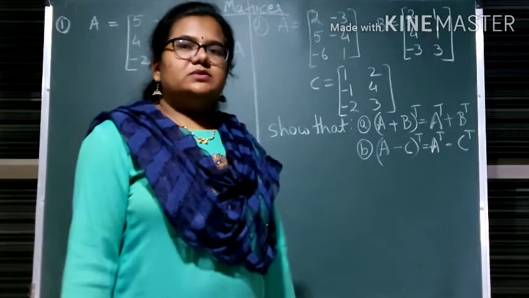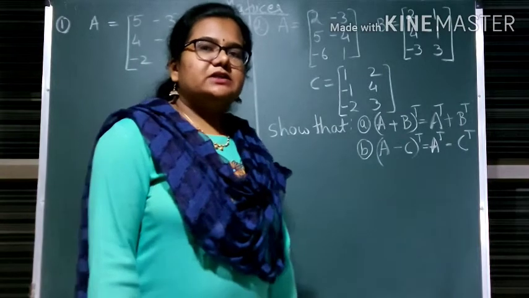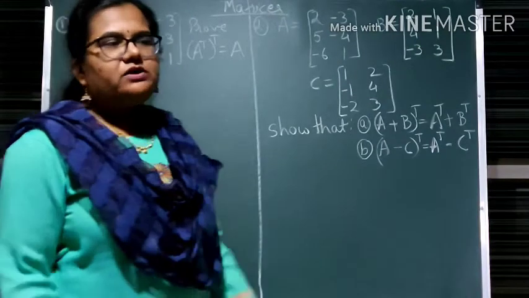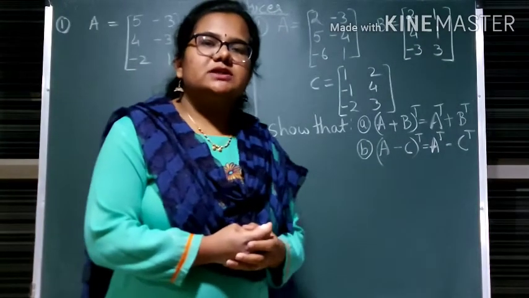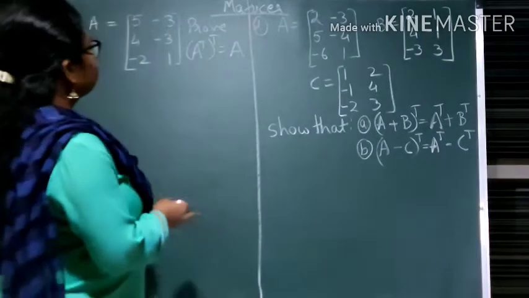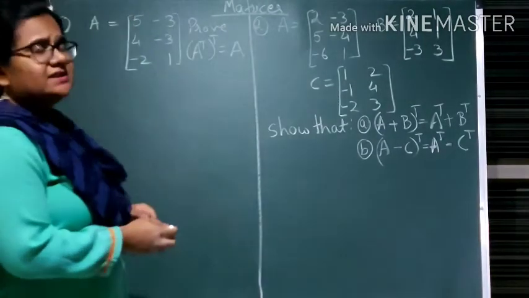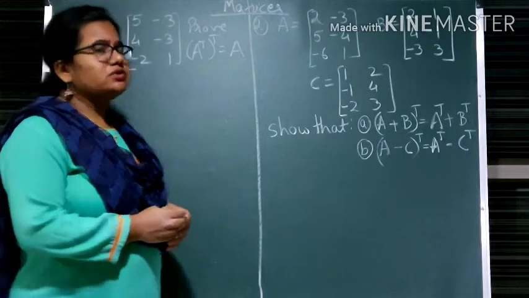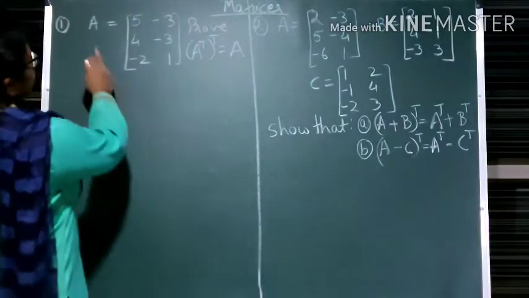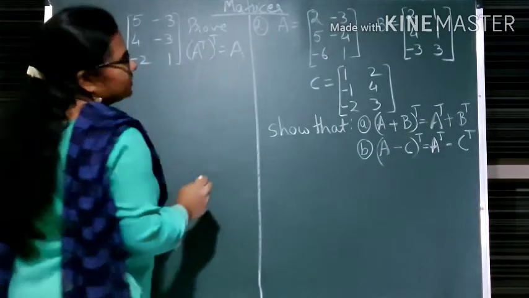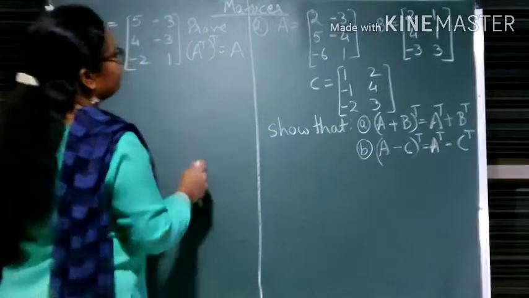Now, let us move to the examples related to transpose of a matrix. In the previous videos, we have seen examples related to multiplication of two matrices. Now, we will see transpose of a matrix. So, let us start with one of the simplest examples, that is the first property of transpose of a matrix. What is it? Matrix A is given, you have to prove that A transpose of transpose is equal to A.